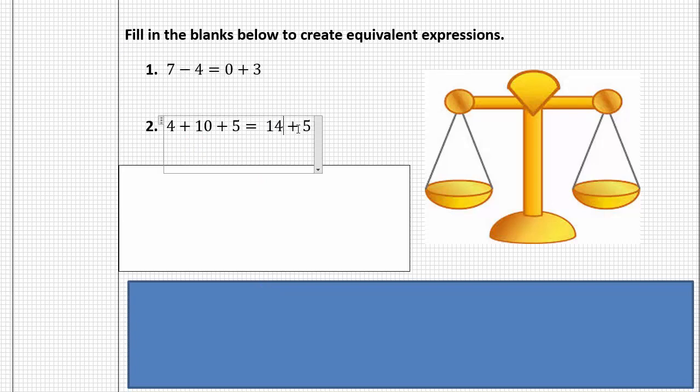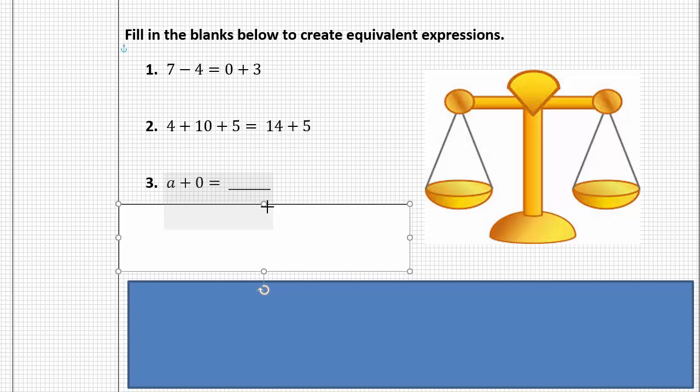14 plus 5 has a value of 19, and 4 plus 10 plus 5 has a value of 19. And so the left expression has the same value as the right expression, which makes the two sides of that equation equal. Let's try the third one.